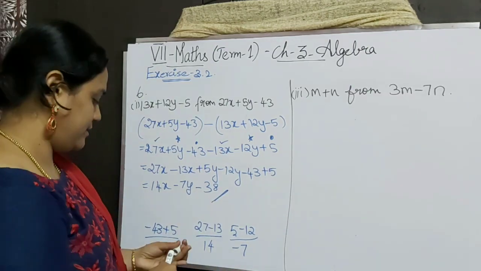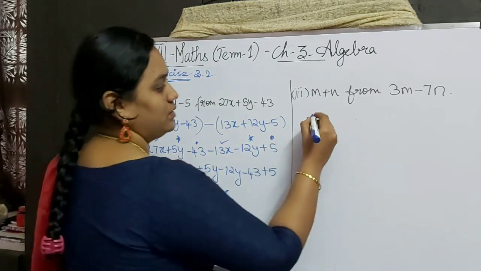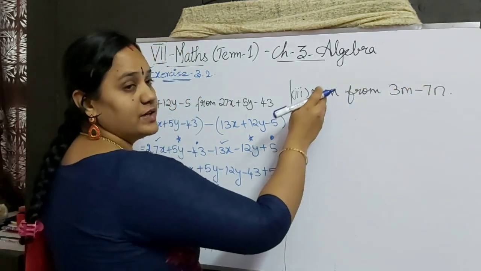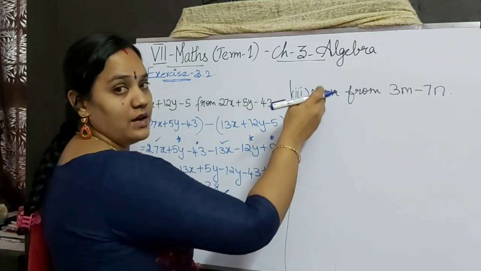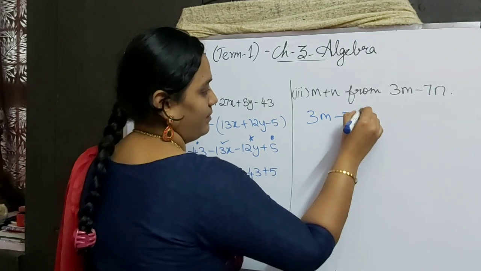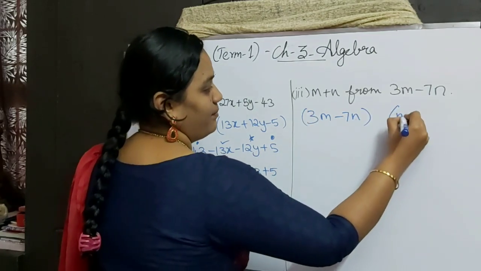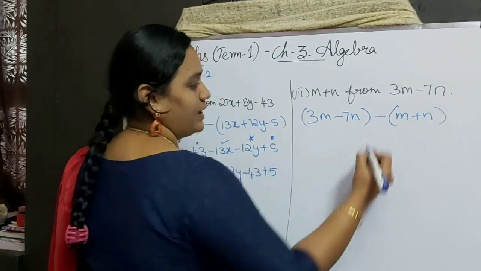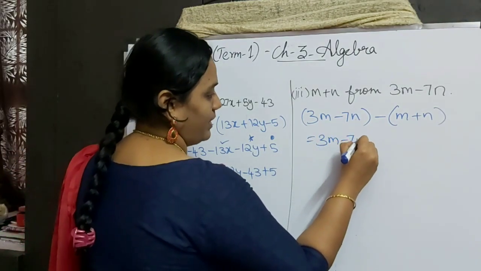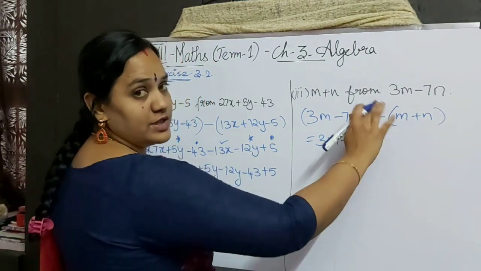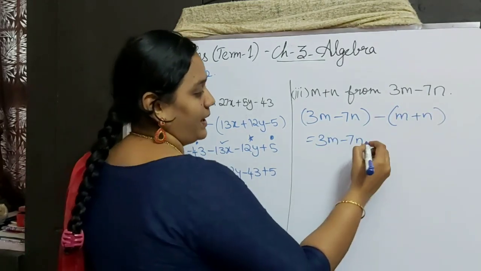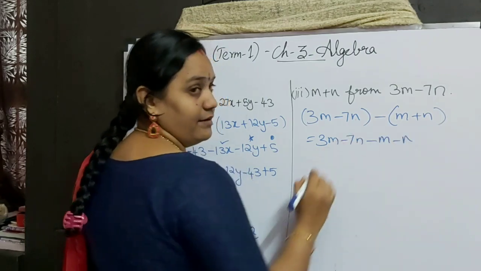Okay, next, third option. So from, the word from comes, means we have to write the second expression first, first expression last. So 3m minus 7n I am writing first. M plus n I am writing at the last. In between I have to put one minus. So now we have to remove the bracket. So 3m minus 7n. Here we have to change the sign. Since it is minus, we have to change the sign inside the bracket. So minus m minus n.